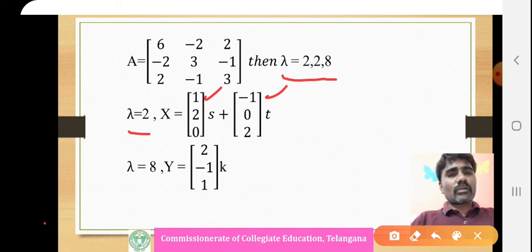And for lambda equals 8, the eigenvector is y = (2, -1, 1) times k, where k is the parameter. For any value of k, it is an eigenvector. That's why the dimension of the eigenspace of A corresponding to lambda equals 8 is 1. That's why the eigenspace for lambda equals 8 is spanned by only one vector.